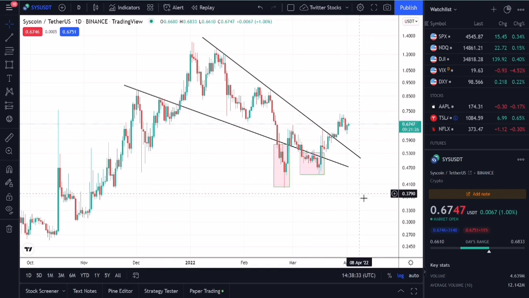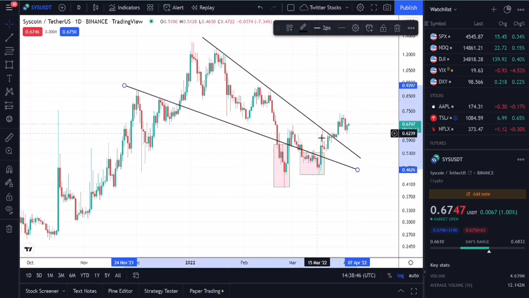So the video is not about that. The video is to obviously highlight the potential that SYSCOIN has over the short term to medium term, and also over the long term. So now we obviously have a confirmed breakout above this setup over here, which happened a few days back.